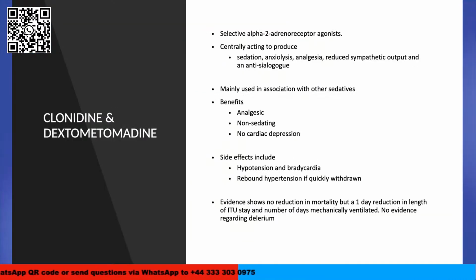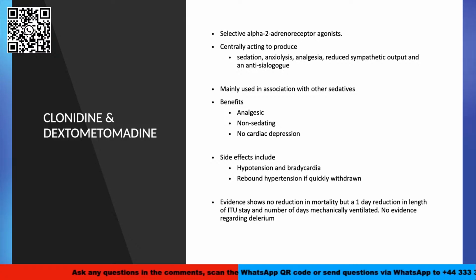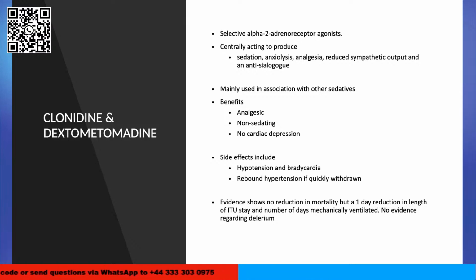Two less frequently used sedatives in the intensive care unit are clonidine and dexmedetomidine. They are selective alpha-2 adrenal receptor agonists and act centrally to produce sedation, reduction in anxiety, analgesia, and a reduced sympathetic output. They are mainly used in association with other sedatives like propofol and midazolam. Their particular benefits include an added analgesic effect, a non-sedatory effect, and no cardiac depression.